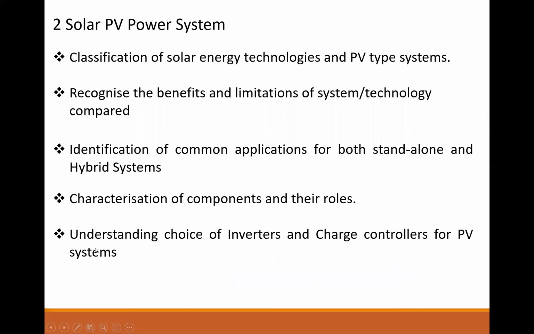So when we look at solar PV systems, it's important and essential to look at the classification of the technologies or the PV systems. How do we classify them? How do we make a decision that what we are going to apply for a particular solution is good and is going to serve the purpose? In doing so, we have to recognize the benefits and the limitations of the system or technology that we are going to use compared to other systems that are there.